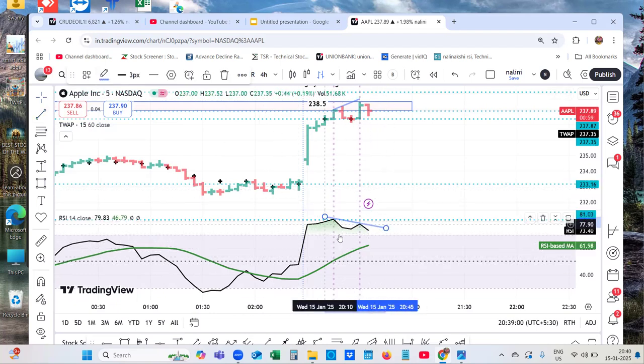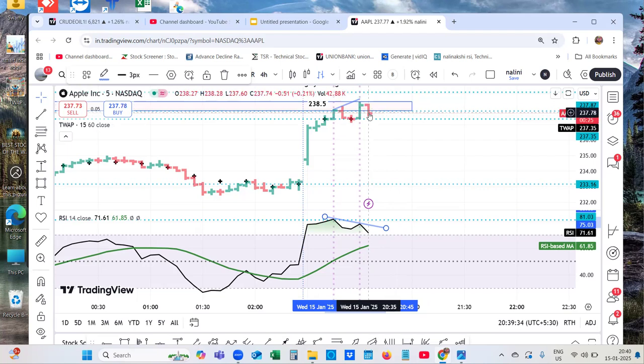And RSI is in overbought condition. The reading we are getting is around 81.71. Now, is it the right time to enter the market? This is the costly mistake you will make. You should always wait. With the help of TWAP and RSI, you should get the confirmation to enter the trade. Now, you can place a stop loss over here.